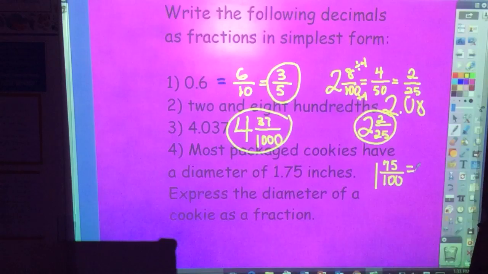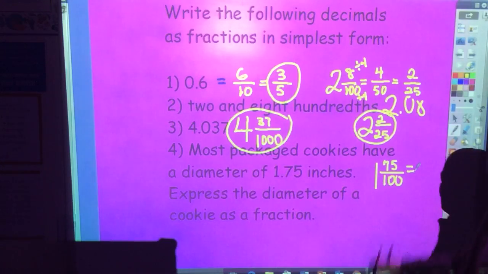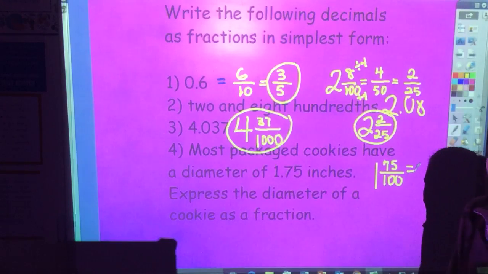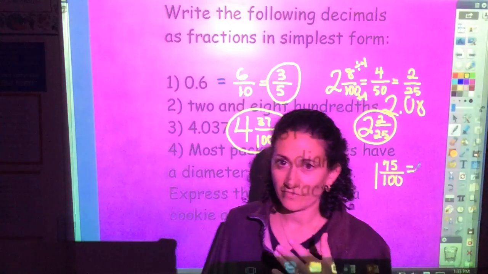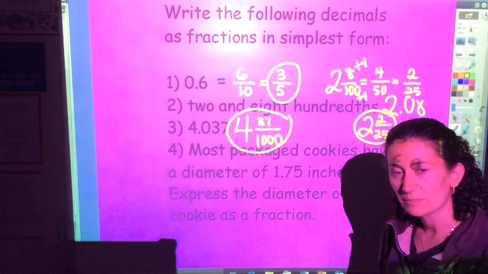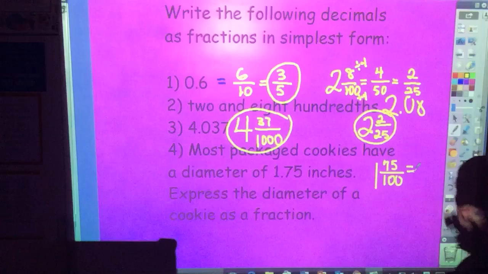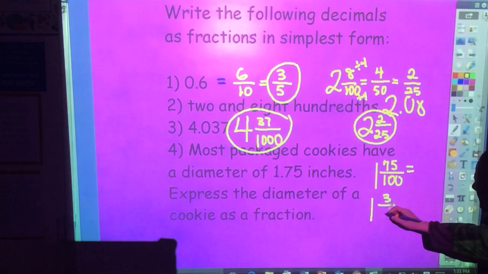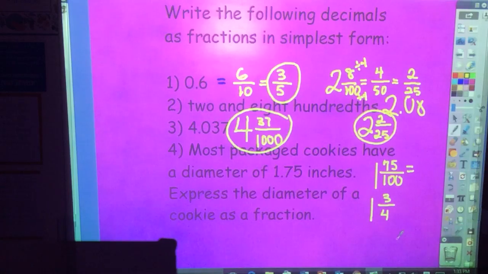And we just saw this example on the last page. 75 and 100 are both divisible by 25. Maybe you first divided them by 5, but I hope you see that the greatest common factor is 25. So if we divide them both by 25, we get 1 and 3/4. That's your final answer. How'd you do?